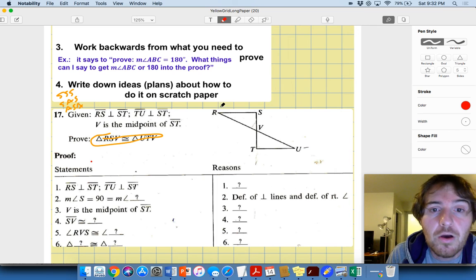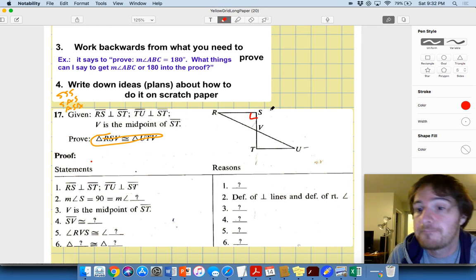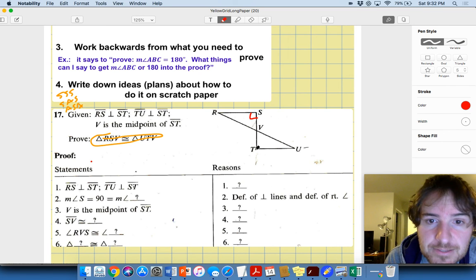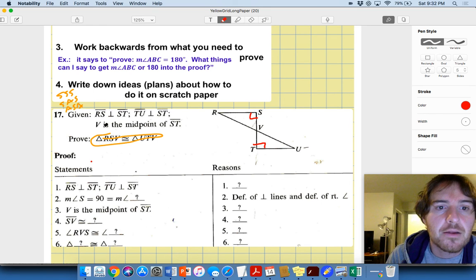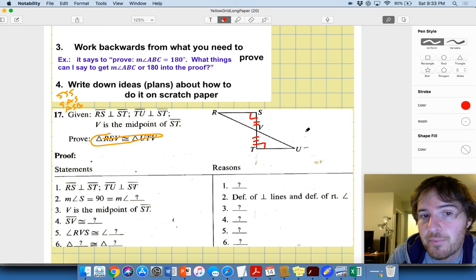Mark it up. What do you know? Segment RS is perpendicular to segment ST. I'm going to mark that up. Boom, we're good to go. TU is perpendicular to ST. Just get it done. Get it down on paper. Helps you out a lot here. V is the midpoint of segment ST. Yes, it is. So I'm going to mark up that these are congruent. So we're probably going to say that at some point in time.